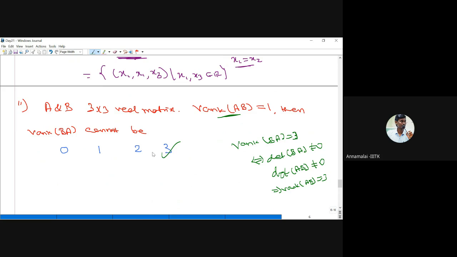This result is very important. If the determinant is non-zero, the matrix has full rank, that is rank 3 for a 3 by 3 matrix. And then apply that the determinant of BA is nothing but the determinant of AB, both are the same value. You'll get the answer.